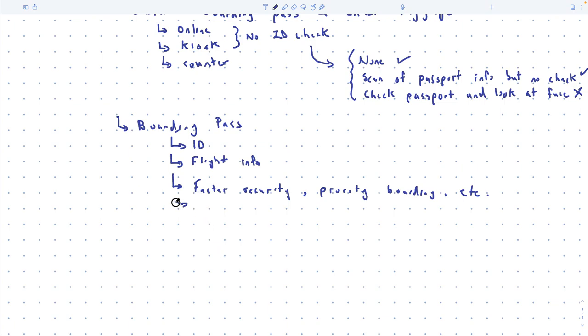Okay, now the boarding pass itself. Let's say you want to fake a boarding pass. Could you make a fake boarding pass? Okay, people are saying no, so why not? Okay, so there's a QR code on it.